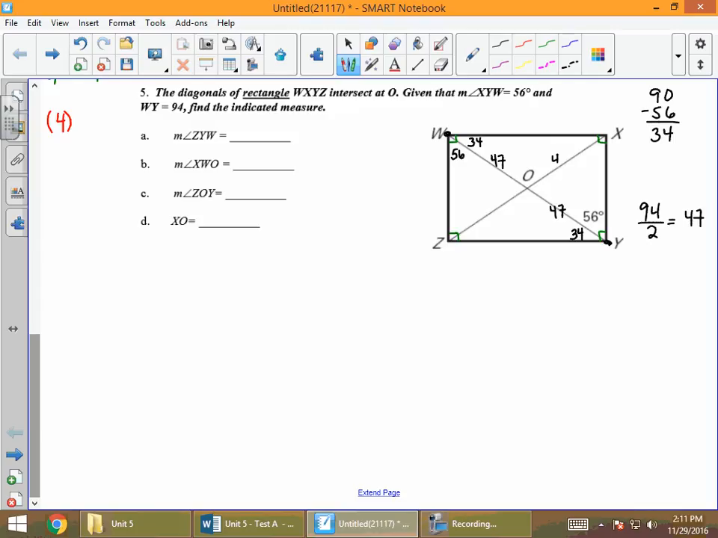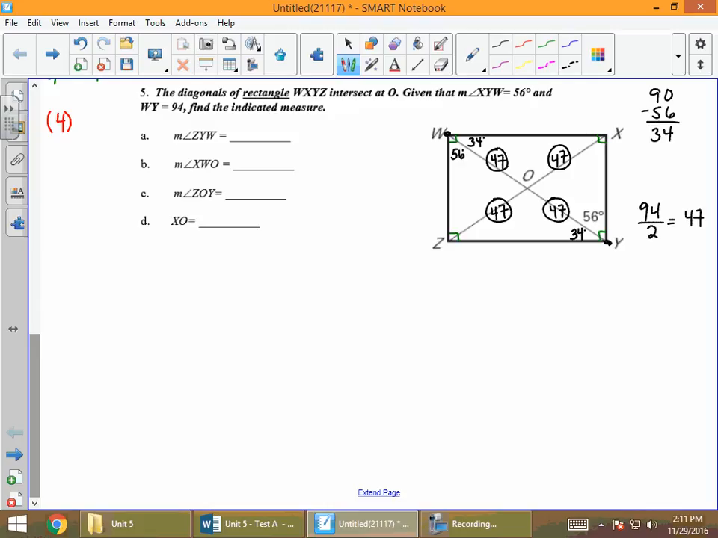47, 47. Reason why they're all 47, remember in a rectangle, diagonals are congruent and they bisect each other. So both of them have to be 94, so half of 94 is 47. Okay, now let me circle 47 because that is the length of a side, not an angle. I want you to know that those are sides, not angles. 56 is a degree, 34 is a degree.